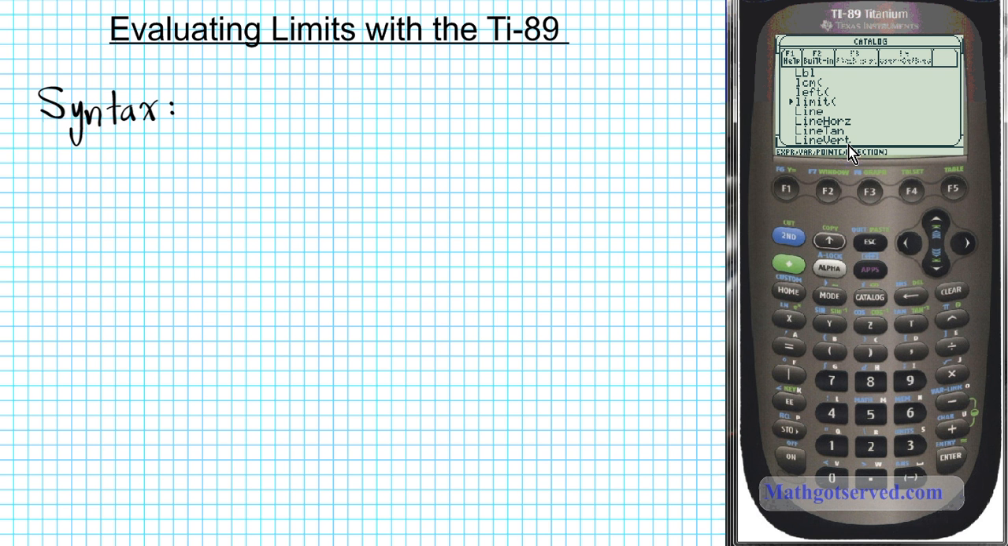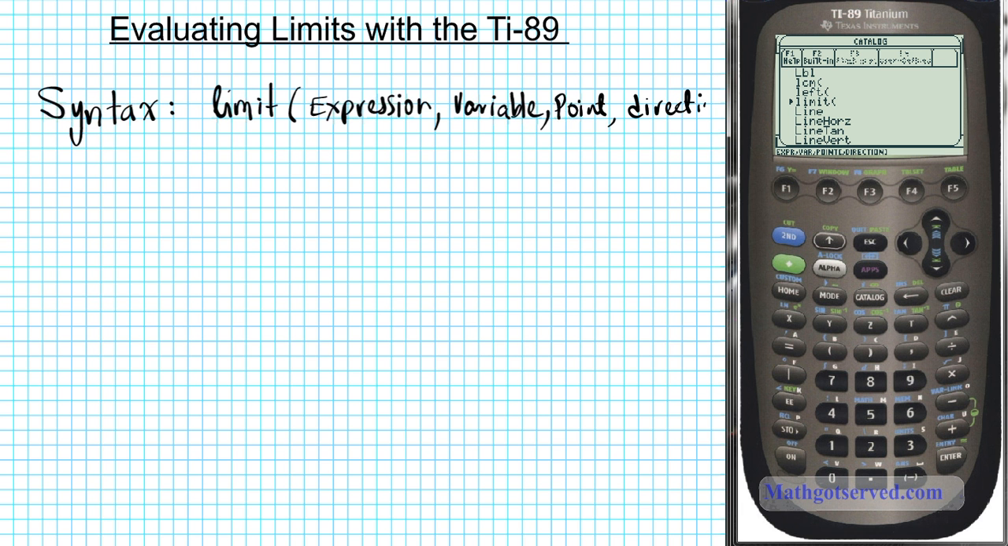Let's go ahead and write down what the syntax is. First of all, we're going to be evaluating the limit, parentheses, and then we'll enter the expression, comma, the variable in the expression, and then we'll enter the point that that variable is approaching, and then we have the direction. Is it from the left or from the right?